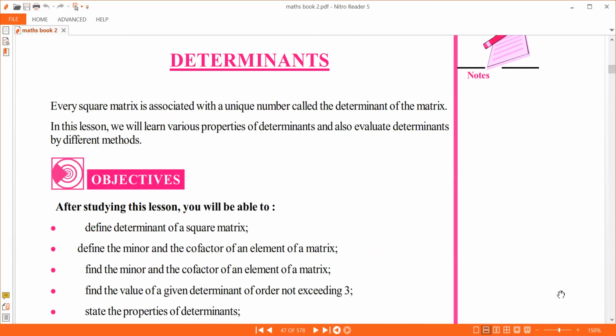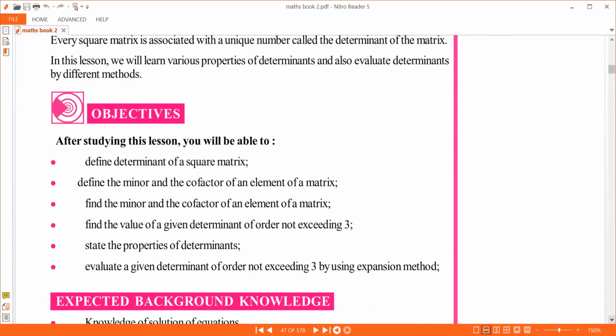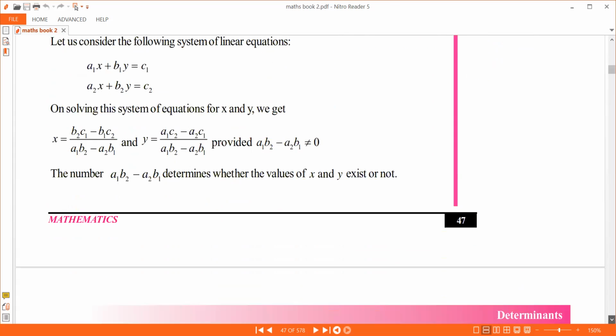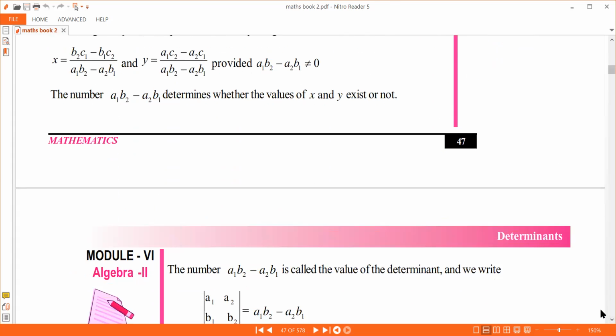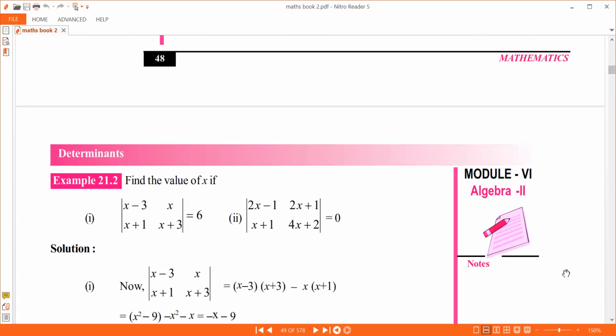Next is the determinants. Next topic is determinants. You can give a try and solve the determinants initially. I told you the process, how to solve the determinants, right? So you can give a try of solving the initial exercise.